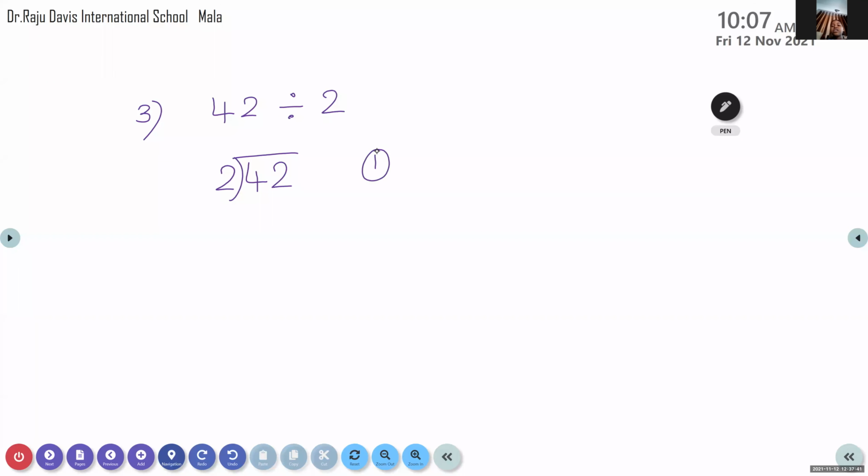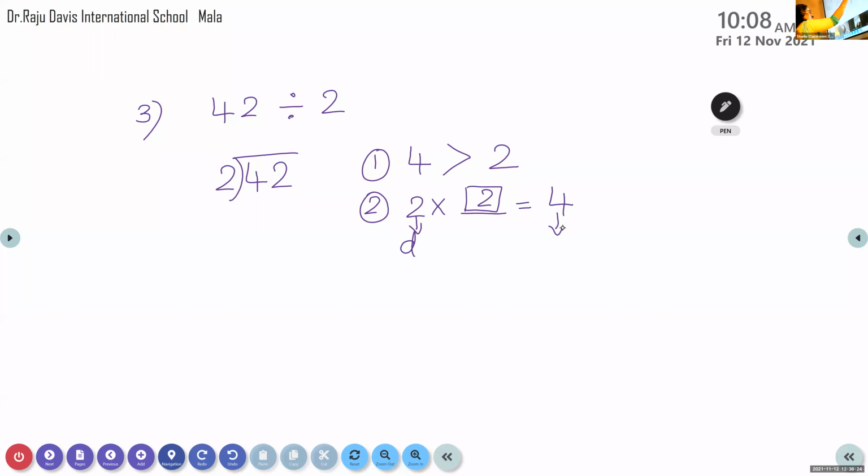We are taking the number here, isn't it? The first digit of the dividend and the first digit of the divisor are to be compared. 4 is greater than the divisor, the dividend is greater than the divisor, and 4 is there in the table of 2. So second step, 2 into what is 4? 2 into 2 is 4. Yes. From where did you get this 2? Divisor. This is the divisor. Where did you get this 4? Dividend, the first digit of the dividend. Now 2 will go to the quotient up here and this 4 will come down here.